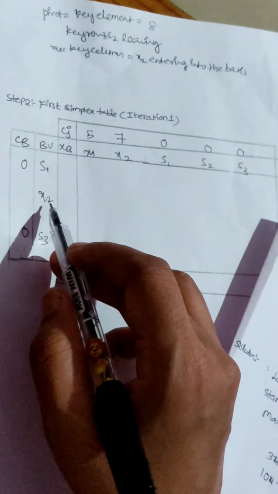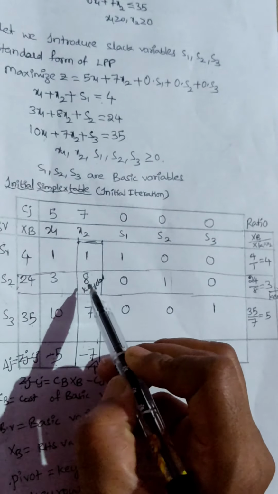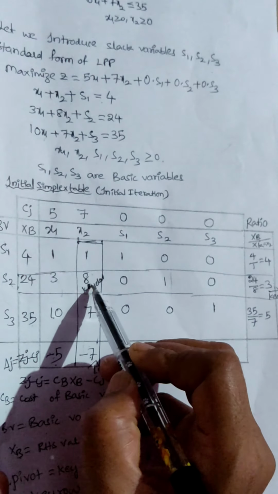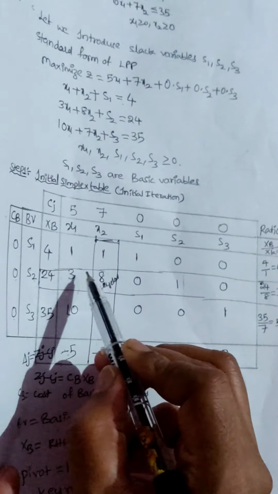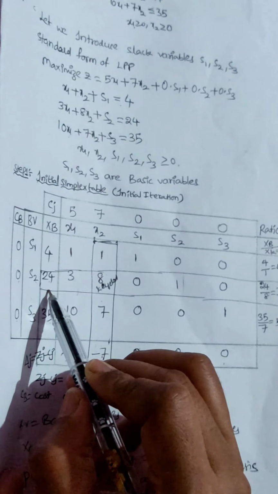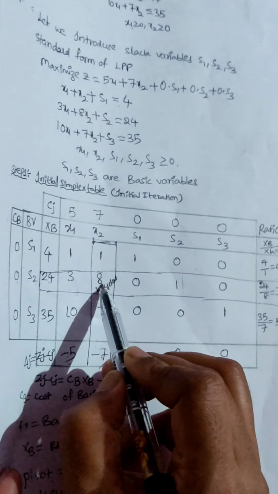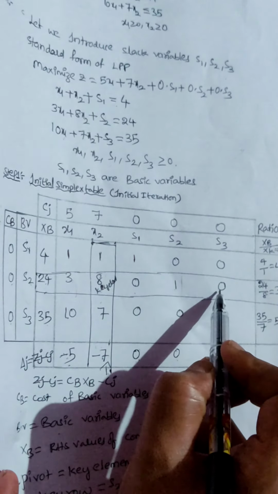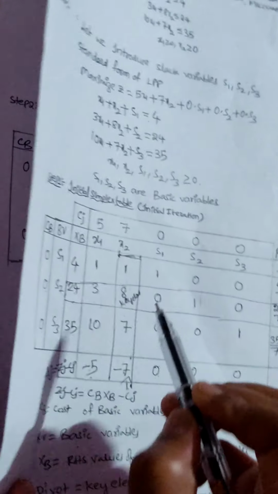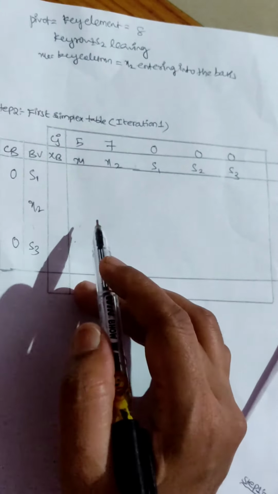what we have to do: the key element in the first table is 8. Convert this key element equal to 1 by dividing by the same element. The key element is 8, so 24 divided by 8, 3 divided by 8, 8 divided by 8 will become 1, 0 divided by 8 is 0, 1 divided by 8, 0 divided by 8, 0. These values you have to write in the first simplex table.